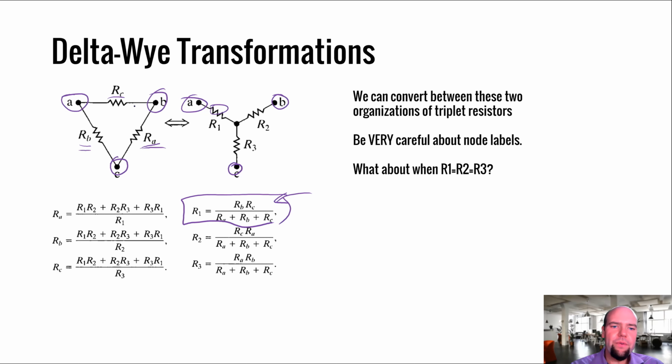And then we can repeat it for R2, and we can repeat it for R3. I'm going to clean these up. So this is basically just plug and chug. If we're not deriving this, it's basically just plugging into the formula.